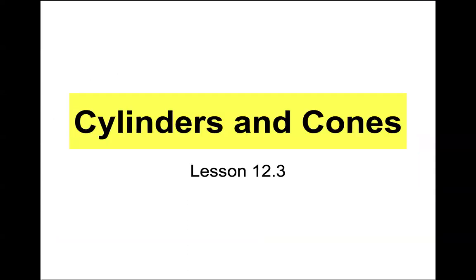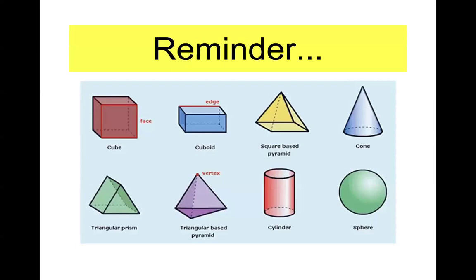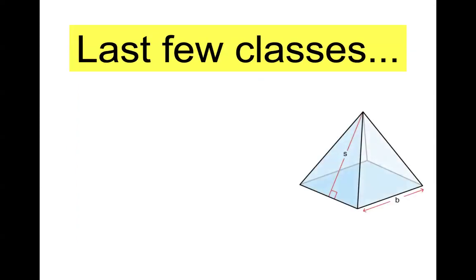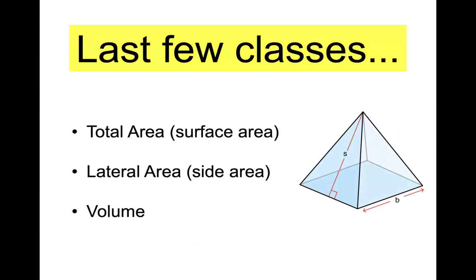Here we go. Cylinders and cones. Now it's two different shapes, so we're going to get a total of four formulas. For each shape, we're going to get total area and volume. All right, reminder, these are all the shapes. And like I said, we're going to have covered everything except for the sphere there at the very end. So the last few classes, that might have been the most challenging one right there, the pyramid. But for every single shape, we've done total area and volume.